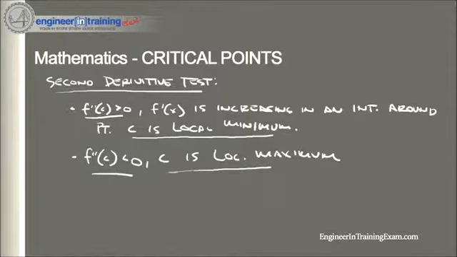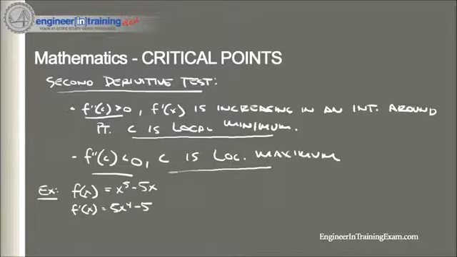So let's take a quick look at how we could use this second derivative test to determine whether a critical point is a local minimum or a local maximum. So let's find the local characteristics of f of x is equal to x to the 5th minus 5x. So the first step is obviously to take the derivative. F prime of x is equal to 5x to the 4th minus 5.